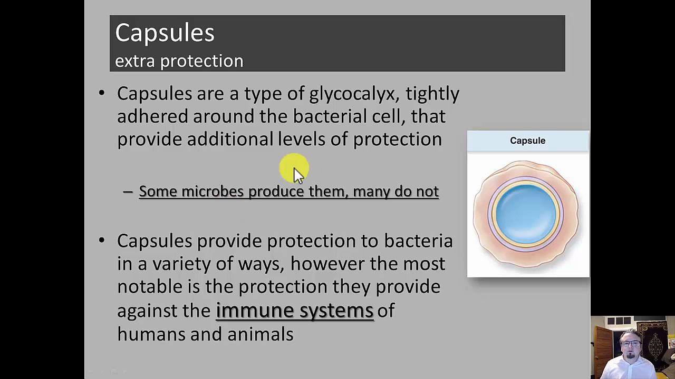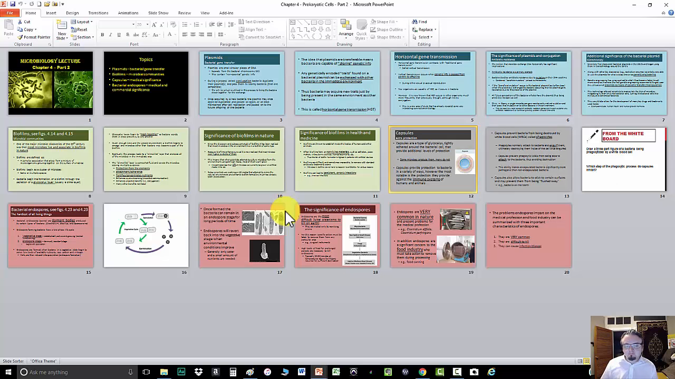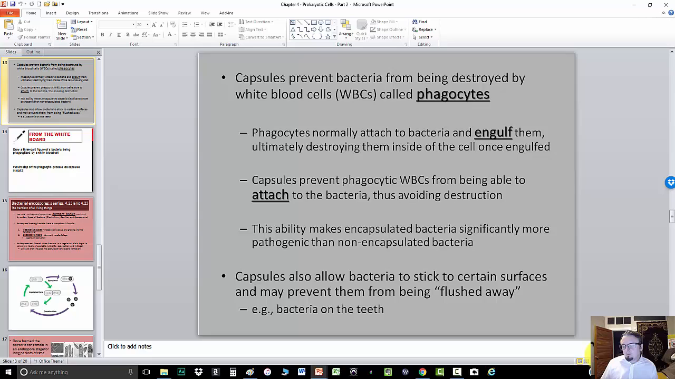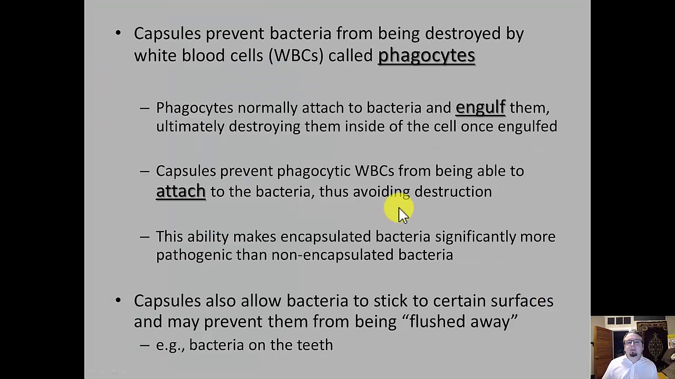But today we're going to introduce a concept that shows you how the capsule helps protect the bacteria, and also a little bit about how your immune system works. The way the capsule protects the bacteria is it protects them from a process in the body known as phagocytosis, and this is a process carried out by phagocytes. So the capsule will prevent a bacteria from being destroyed by cells in the body called phagocytes, and these are a type of cell of the immune system called a white blood cell.